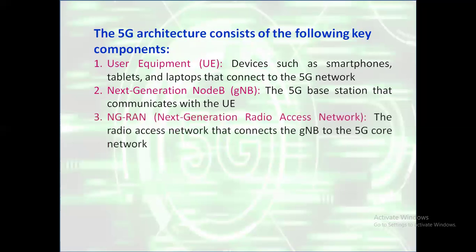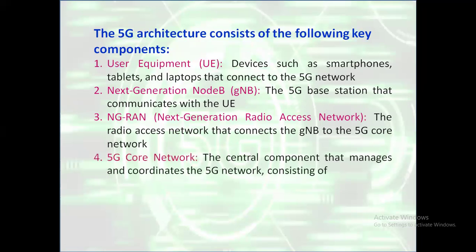The next one is NG-RAN, that is Next Generation Radio Access Network. This NG-RAN serves as the radio access network, linking the gNB to the 5G core network and ensuring seamless communication. NG-RAN manages radio resources, handles data transmission, and provides connectivity between gNB and the core network.